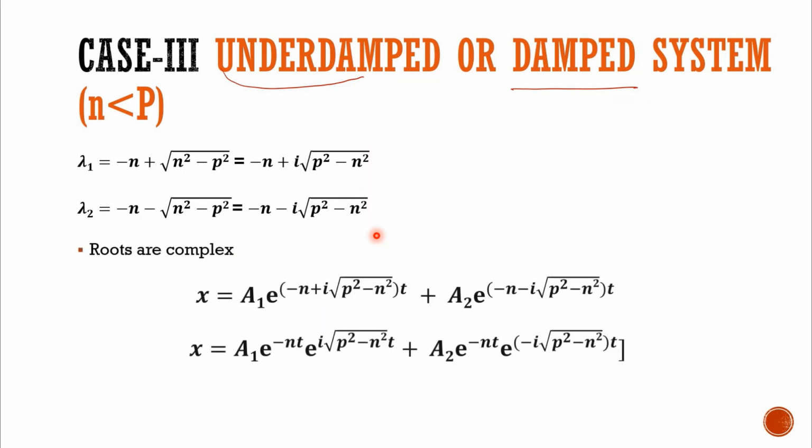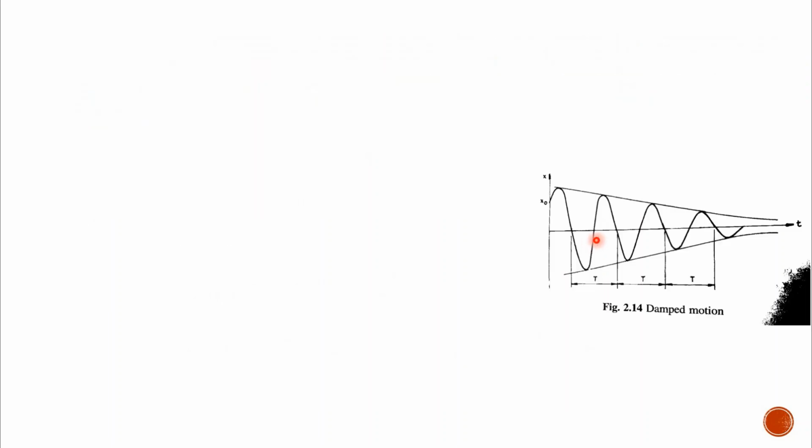So the roots are complex, and we have x equal to a1 into e raised to minus n plus i root p square minus n square, plus a2 into e raised to minus n minus i root p square minus n square, into t.